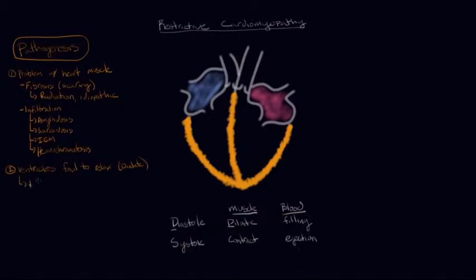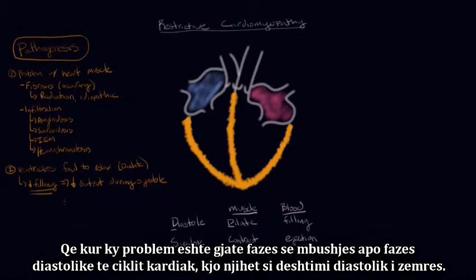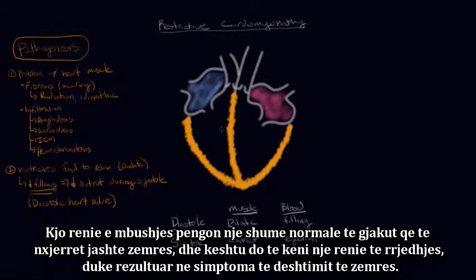So let's just write that in here. And when the heart isn't able to fill properly, even if it contracts and has a normal ejection fraction, you're still going to have a decreased volume of blood exiting the heart. And since this problem is during the filling stage, or the diastolic phase of the cardiac cycle, this is known as a diastolic heart failure. So this decreased filling prevents a normal amount of blood from being ejected out of the heart, and so you get a decreased outflow, resulting in the signs and symptoms of heart failure.